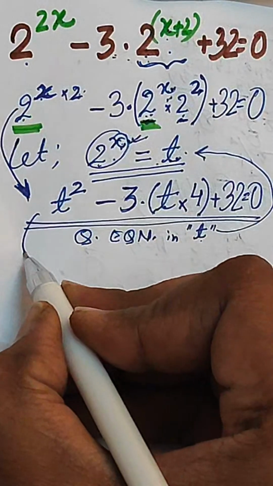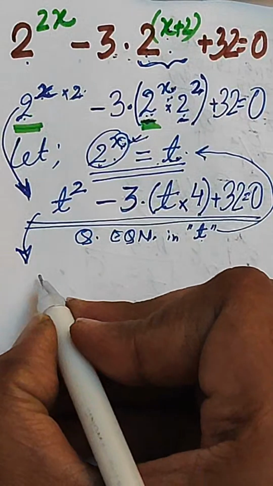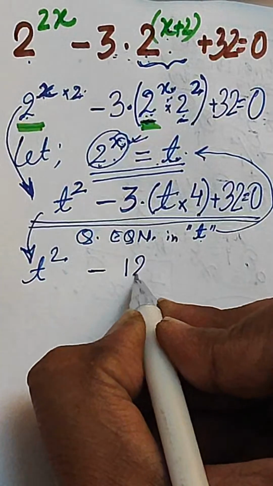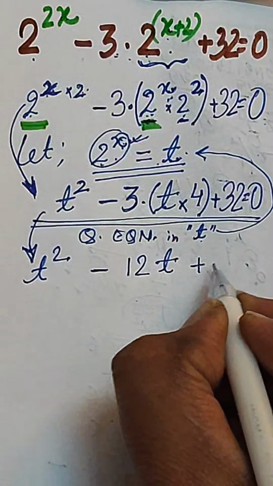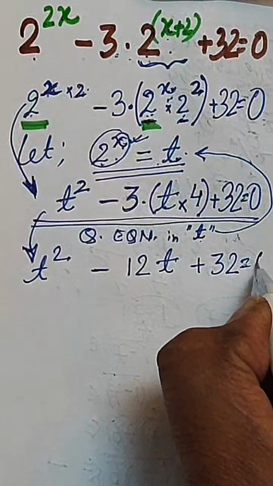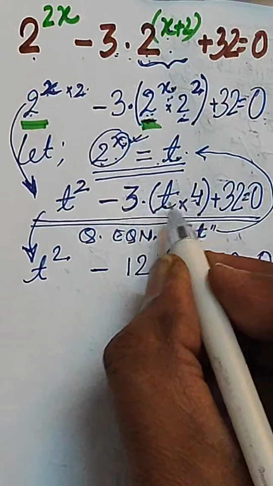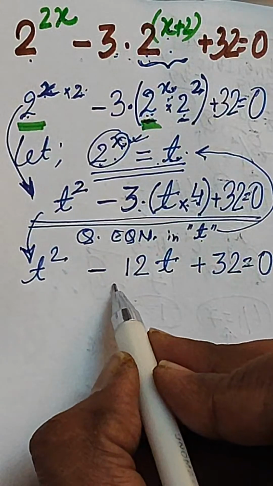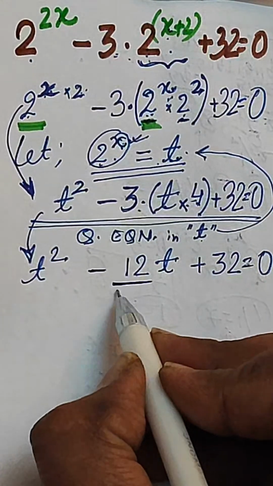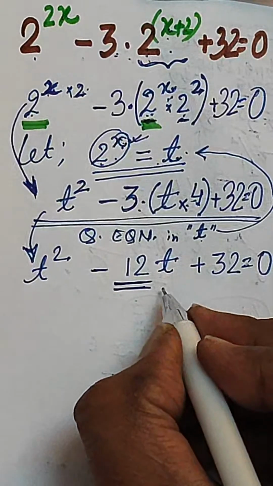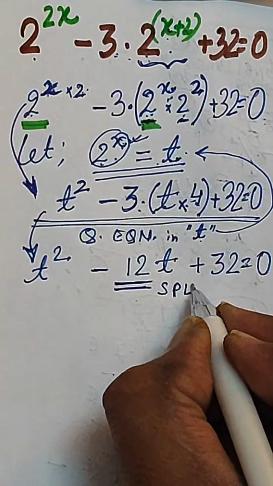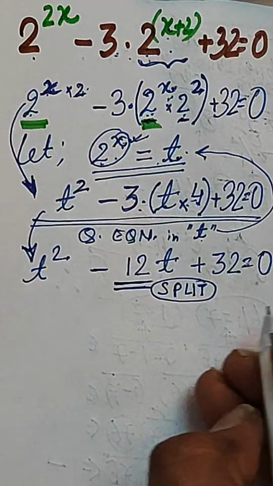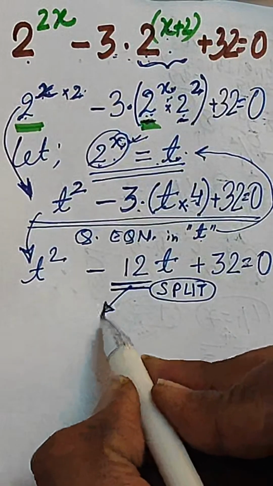So let us solve it. This will give you t square minus 12t plus 32 is equal to 0. I simply multiplied 4 and 3, nothing more. Right? Now, just split this middle term, minus 12. When you split the middle term, it can be split into two parts.